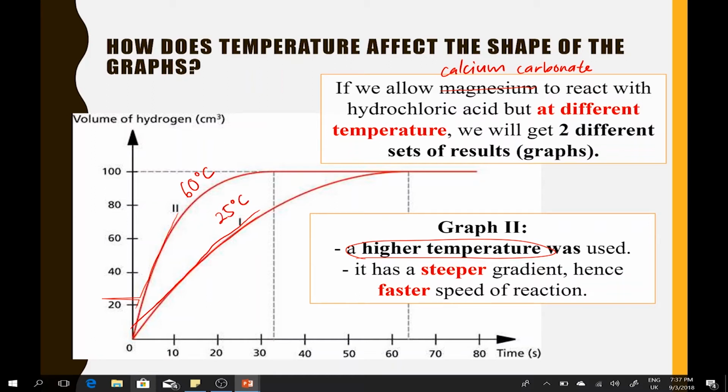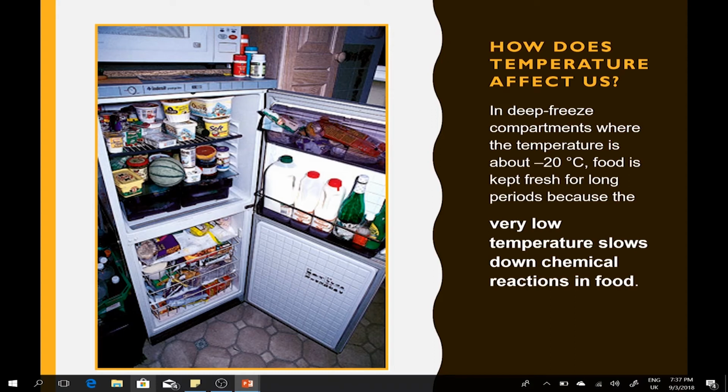Next, how does temperature affect us? How does this relate to our everyday life? Like I said earlier in the video in part 1, we want to slow down certain reactions. So if I want to keep my food longer, I will keep the temperature lower, to slow down the chemical reactions, or the process of decay, in food.